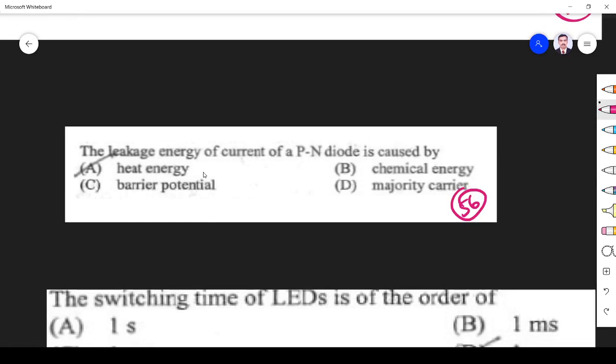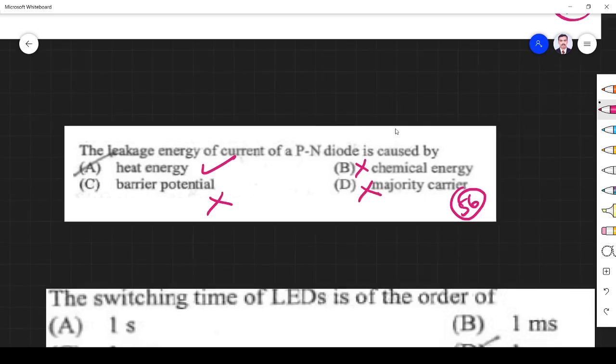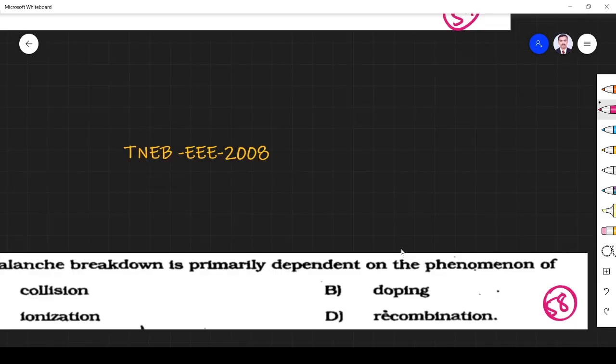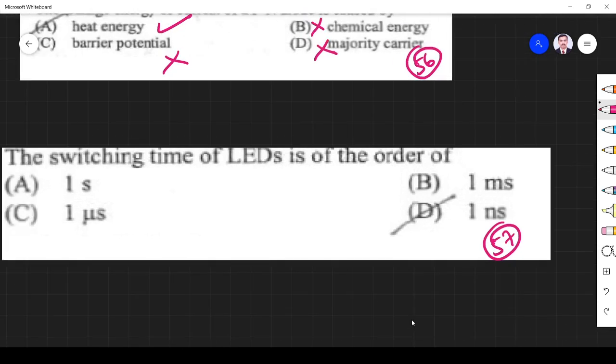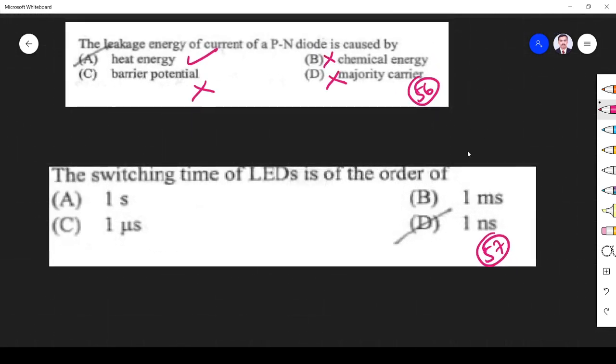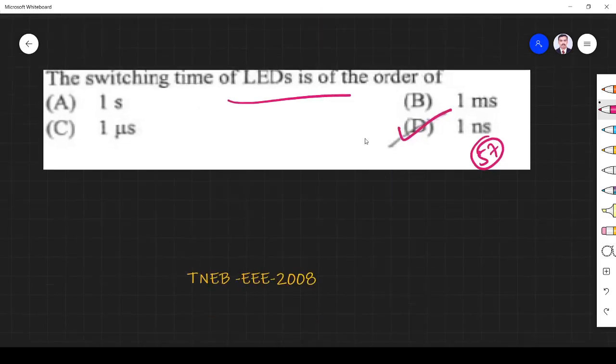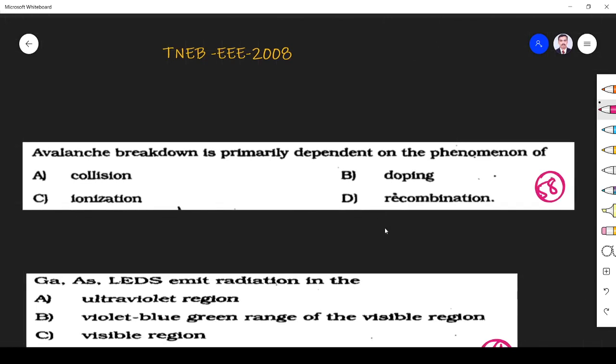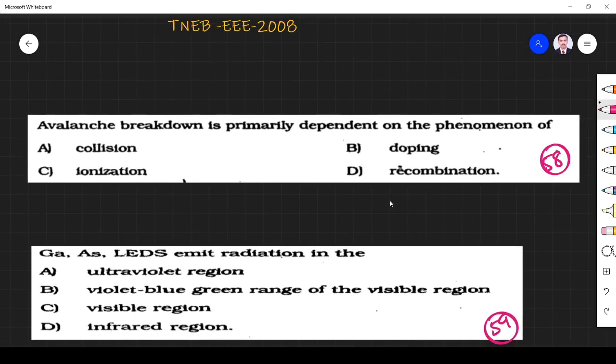Next question. Leakage current of a PN diode is caused by heat energy, right? When the diode heats up, leakage is produced; there is no chemical energy. The leakage is not due to majority carriers. Barrier potential won't cause leakage. Next question. The switching time of an LED is of the order of nanoseconds, not microseconds. So LED switching time is in the order of 1 nanosecond. Next one, avalanche breakdown is due to impact ionization, right? So option C is the right answer.